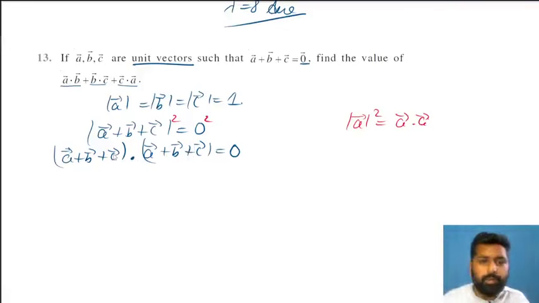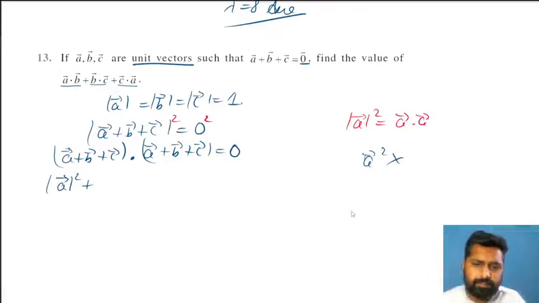Although if you literally want to do this properly, you'll have to go through the proper manner. A multiplied with A dot A, A dot B, A dot C, B dot A, B dot B, B dot C, C dot A, C dot B, C dot C. That will take a lot of time, so speed is good. So what is the property? A square, we don't write A square, we write mod A square, because A square doesn't mean anything. So magnitude of A square means something. B square means magnitude of B square. C square means magnitude of C square.